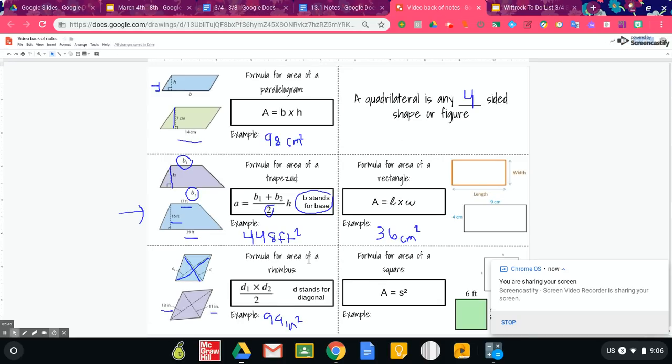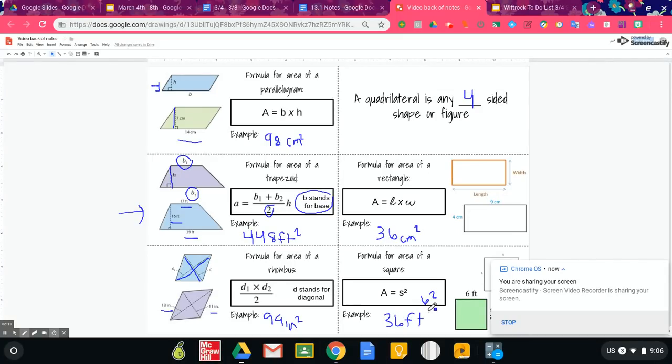Okay, and a square. A square is essentially the same as a rectangle. You have to multiply the two sides. The thing that's special about a square is that all sides are the same length. So the formula for it is just to take one of the side lengths and square it, because 6 times 6 is the same thing as saying 6 squared. And 6 squared is 36. So in this case, it's 36 feet squared.